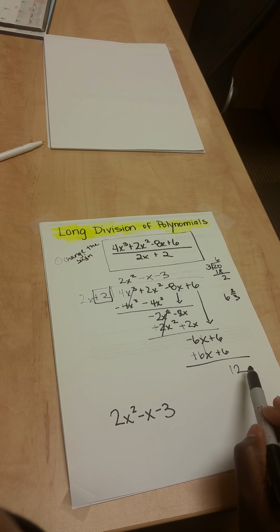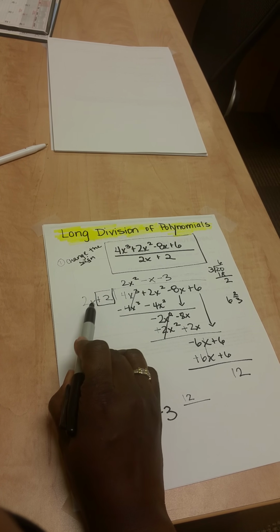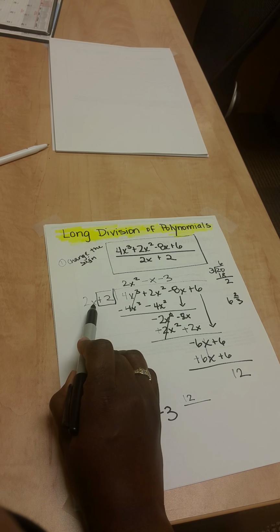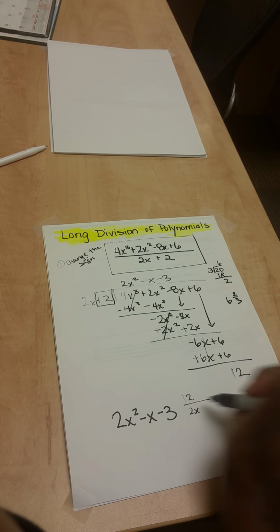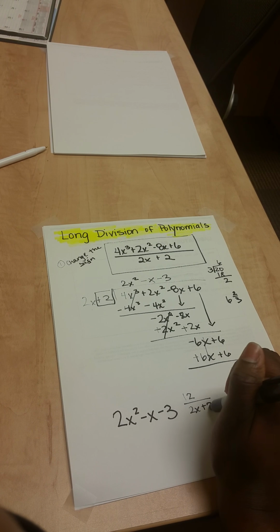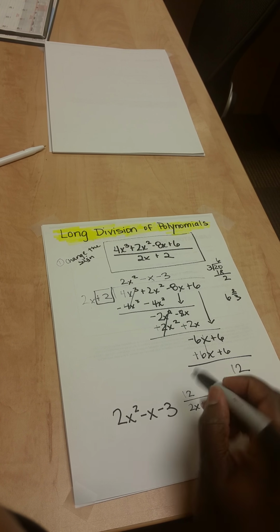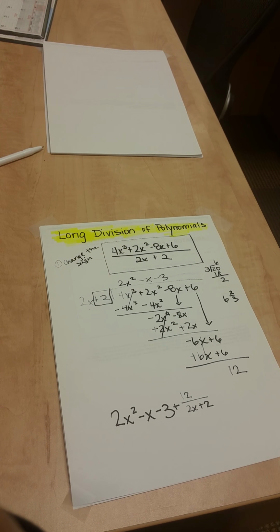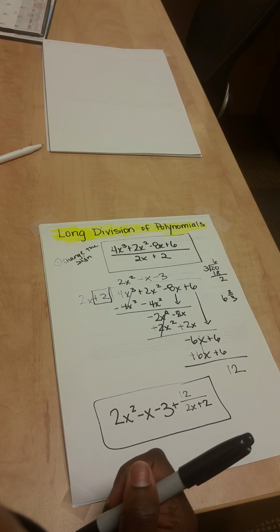With my remainder of 12, I now set it over 2x plus 2. And because this is a positive number, this now becomes plus. This is my final answer.